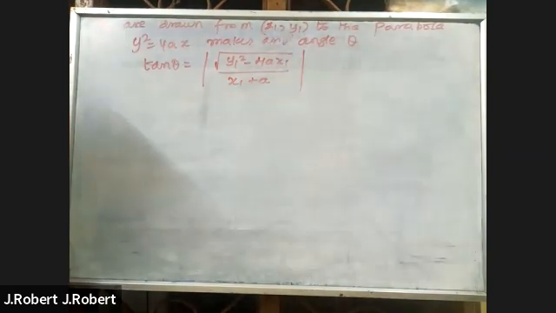When the tangents are drawn from x1 comma y1 to the parabola y squared equals 4ax, where it makes an angle theta, then tan theta is equal to the formula.